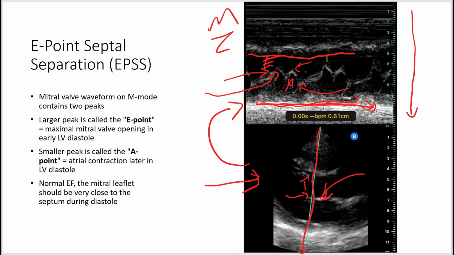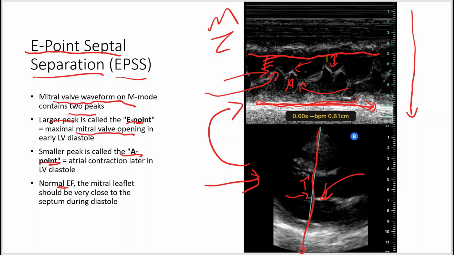Here we have the septal wall, and this distance from the septal wall to the E point is termed the E-point septal separation, also known as the EPSS. Let's quickly go through this. Here we're showing the mitral valve waveform on M-mode with the two peaks like I explained before. The larger peak is called the E point, labeled as E, and that corresponds to the maximal mitral valve opening. The smaller peak is called the A point, which corresponds to the atrial contraction.